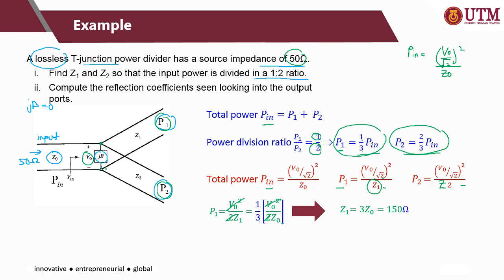So Z1 equals 150 ohm. The same goes for P2, which receives 2/3 of P in. So this is the P2 equation, which is equal to 2/3 of P in. You can simplify the equation. So Z2 equals 3Z0 over 2, which is equal to 75 ohm.